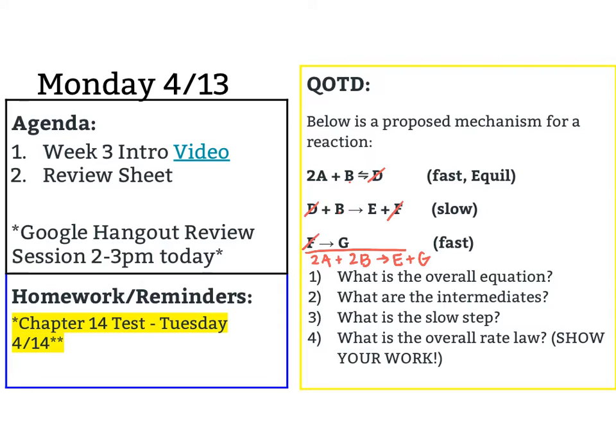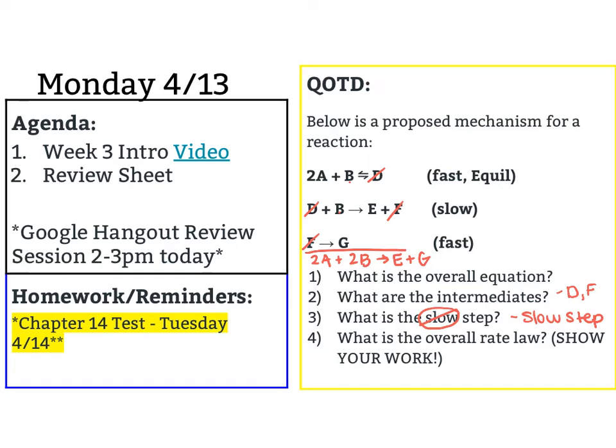What are the intermediates? The intermediates are the things that we crossed out. So we made them and then we used them up. So D and F in this case. What is the slow step? Oh, that should say what is the rate determining step, and it's always the slow step.